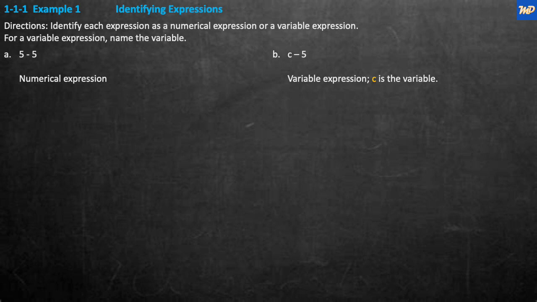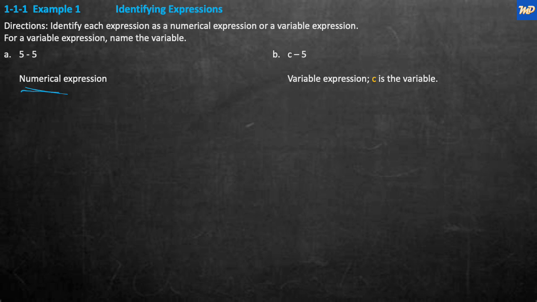Identify each expression as a numerical expression or a variable expression. For a variable expression, name the variable. So A, 5 minus 5, is that a numerical or a variable expression? And obviously the answer is right here, but think about it. There's no variables in here, right? All there are is 5 minus 5, so it's a numerical expression. 5 minus 5 is 0.